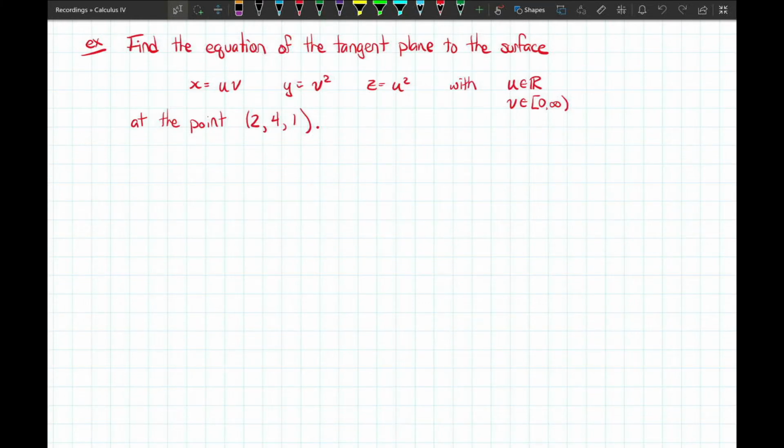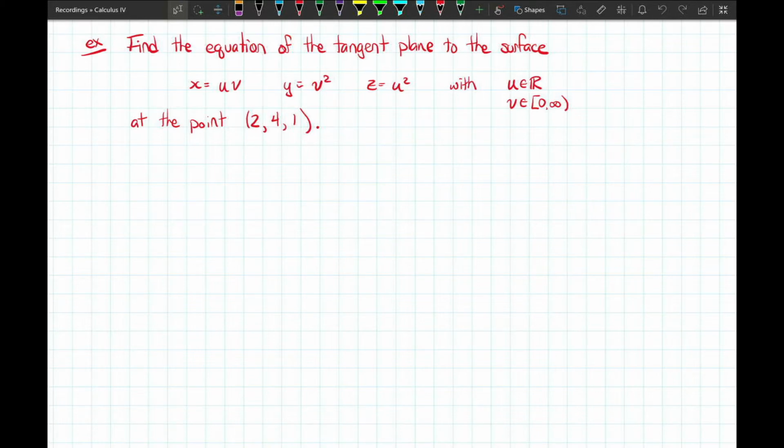In this example, let's see if we can find the equation of the tangent plane to this surface parameterized by x equals uv, y equals v squared, and z equals u squared. Now here the parameter domain is u can be any real number and v is non-negative. Now we're given a point here in Cartesian coordinates, x equals 2, y equals 4, and z equals 1. You can tell it's in Cartesian coordinates because our parameters are only u and v, and we're given a point in R3. So, well, that does help us a little bit to get the equation of the tangent plane, but we're going to have to figure out what the parameters u and v must be in order to get us this point in the first place.